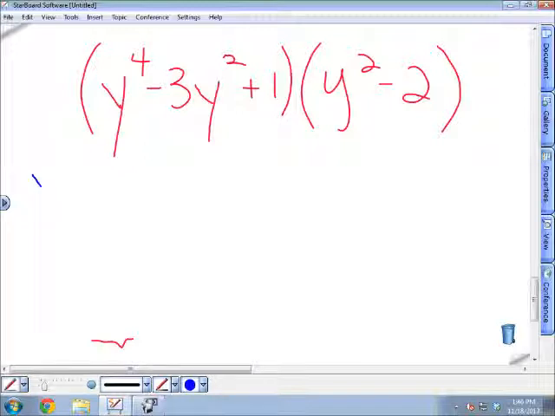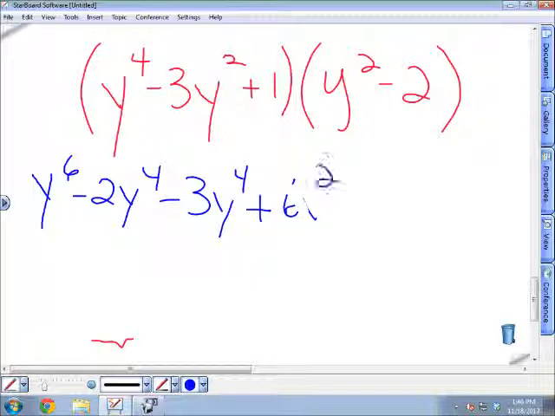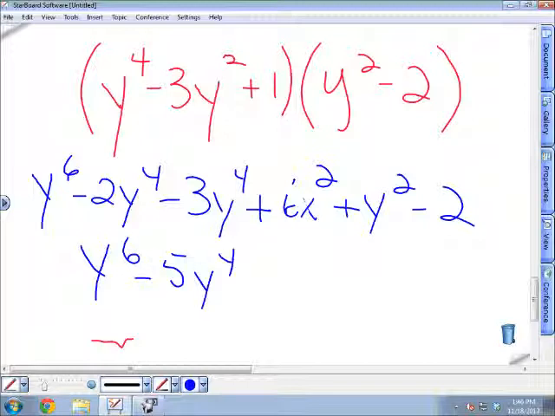All right, y to the fourth times y squared is y to the sixth, minus 2y to the fourth, minus 3y to the fourth, plus 6y squared, plus y squared, minus 2. So y to the sixth, minus 2 minus 3, minus 5y to the fourth, plus 6 plus 1, plus 7y squared, minus 2.